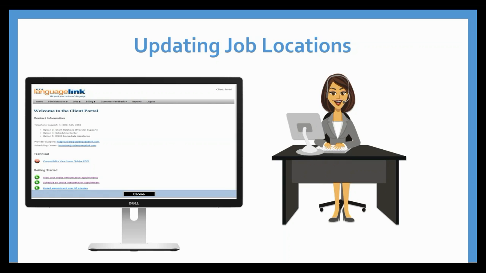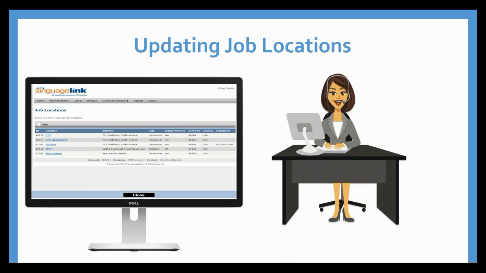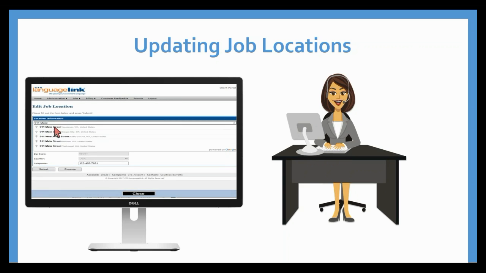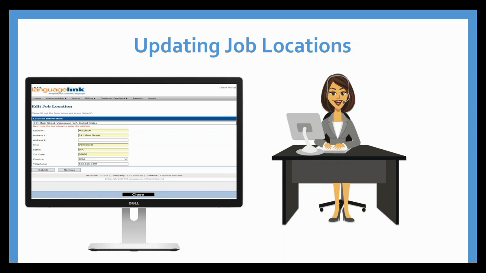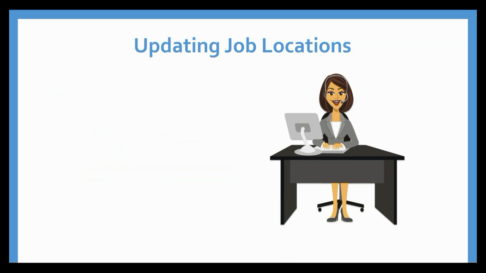Under Administration, again, select Job Locations. Simply select the hyperlinked job location name and change the address in the top white bar and press Enter. It will change the location address, or you can simply click Remove to delete it. Please note you cannot delete locations future jobs are assigned to, and any edits will not affect previously created appointments. You will need to update the location information on each job as needed.